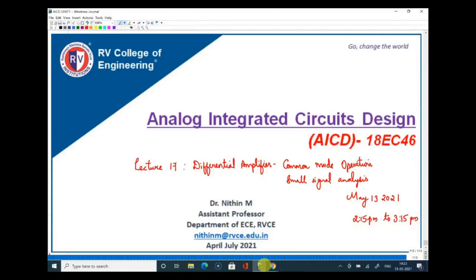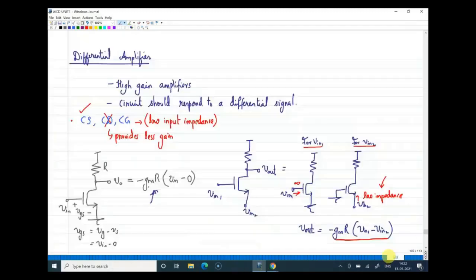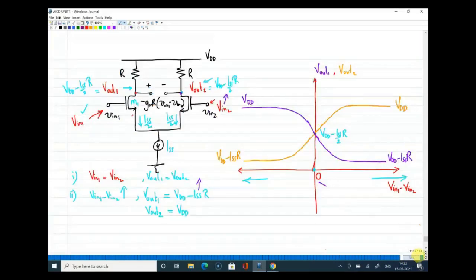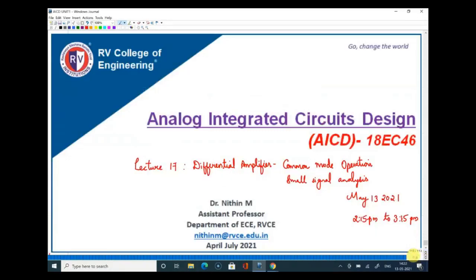We are discussing Unit 1. We started the discussion of differential amplifiers 2 days back, and we have developed the architecture, the structure of a differential amplifier with a resistive load. And in yesterday's class, we saw the large signal behavior by looking at the response of the differential amplifier, differential output versus differential input. That is what we have seen in yesterday's class.